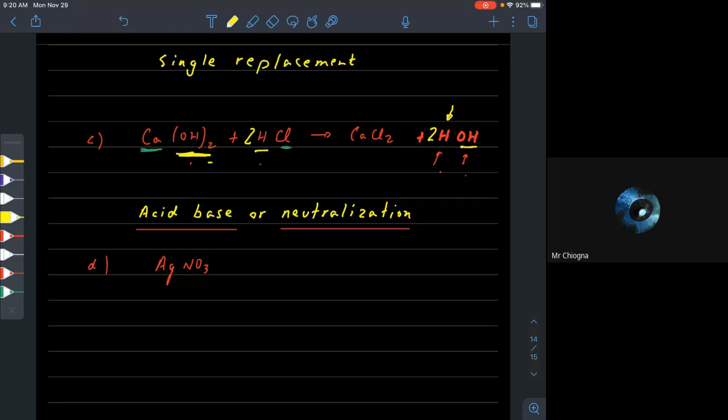D, silver nitrate plus NaCl produces silver chloride plus NaNO3. Okay, so look what's happened here. We have two compounds, compound plus compound. That's usually an indication you've got double replacement. Let's just be doubly sure.